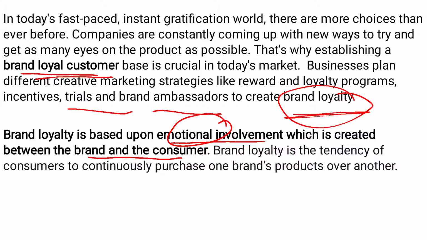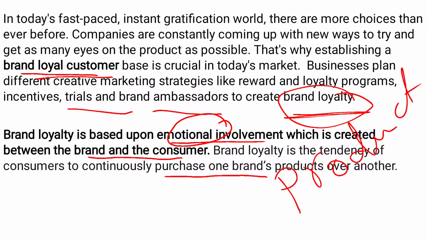Brand loyalty is the tendency of consumers to continuously purchase one brand's product over another. That means brand loyalty is a tendency where the consumer buys a product from the same manufacturer repeatedly and does not purchase a substitute brand in case the preferred brand is unavailable. That means brand loyalty means the consumer continuously purchases a particular product. Then this brand loyalty is mainly related to a product, not to a company. Okay, this brand loyalty is mainly based on a product or it is related to the product.